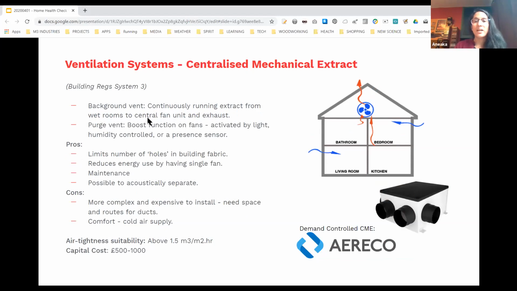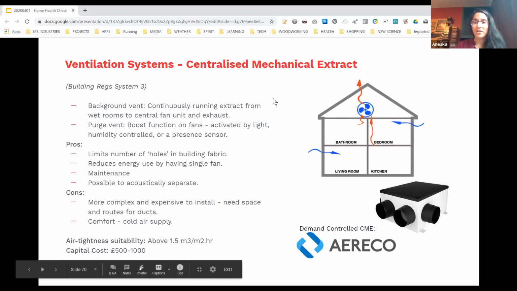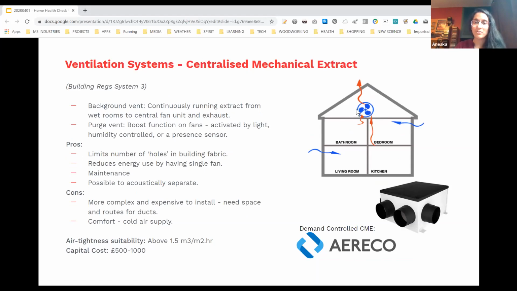So centralized mechanical extract. This is kind of like positive input ventilation in reverse. Again, you have some kind of central place of extracting air from your house, sometimes in the loft. The background ventilation is constantly running, and there'll be a boost function on fans, so if it senses that it needs to pull more out, it'll boost.